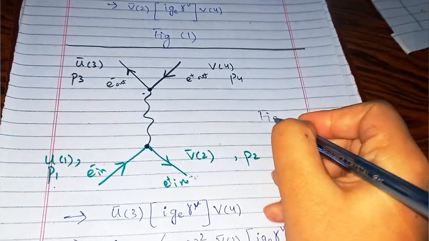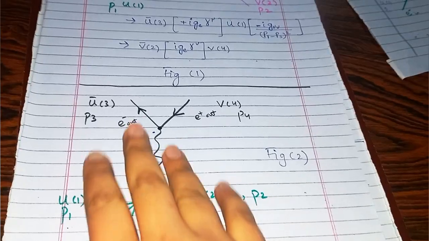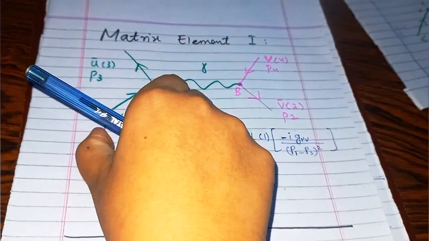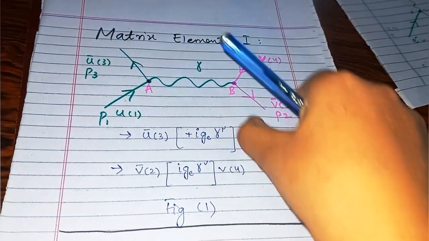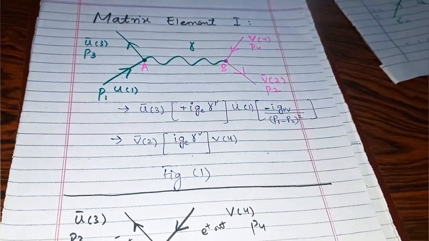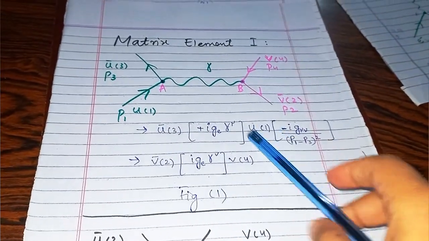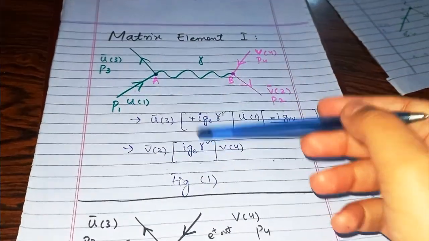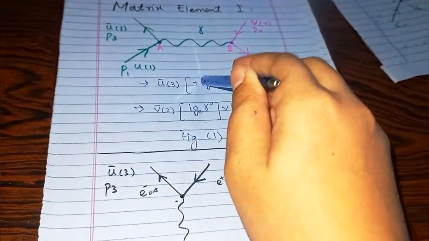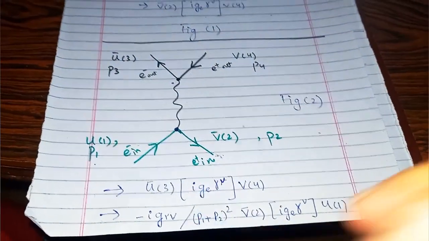This is figure 2. Now let's write down the matrix element 2, which is actually the product of these currents. Current at this vertex A and current at vertex B. We also call them currents, or the interaction factors that are happening at both of these vertices. So the matrix element 2 is actually the product of these two. First this quantity and then this quantity, product of both of these quantities, and separately the product of both of these quantities for figure 2. Let's do that.